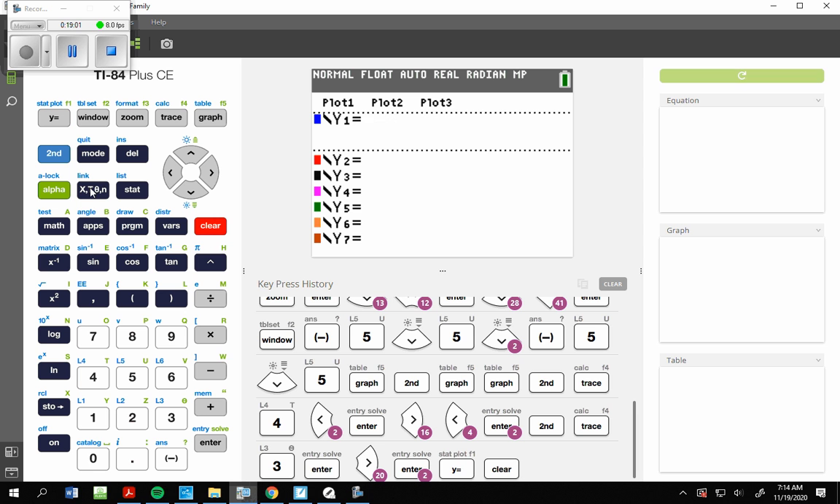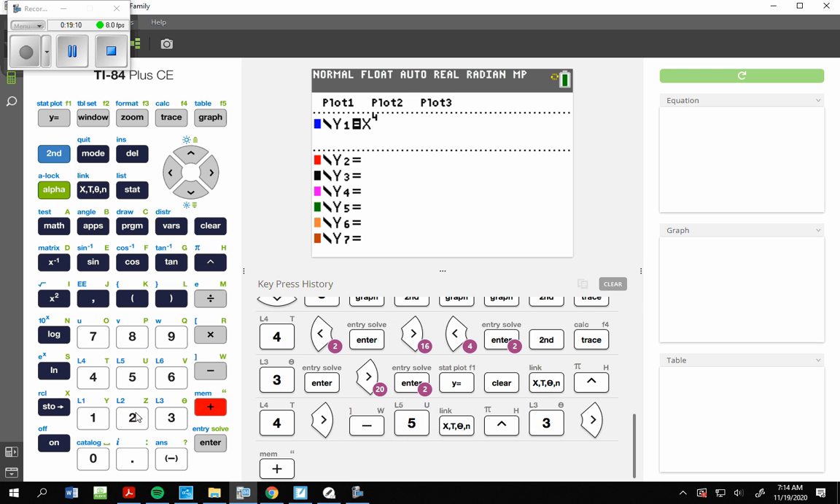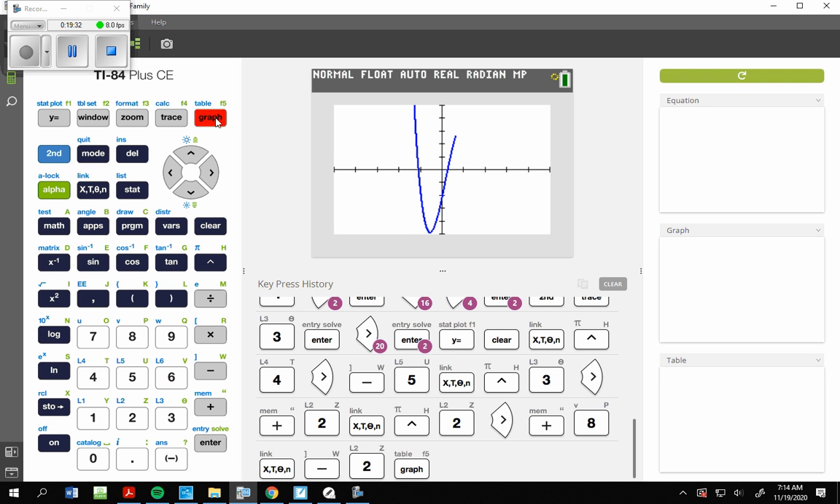I'm going to hit clear. So x raised to the 4th power minus 5x raised to the 3rd power plus 2x squared plus 8x minus 2. All right, when you're done, hit graph. Remember, we changed our window, so it might be too small for us. Actually, it is definitely going to be. Ooh, no, it actually looks pretty good.